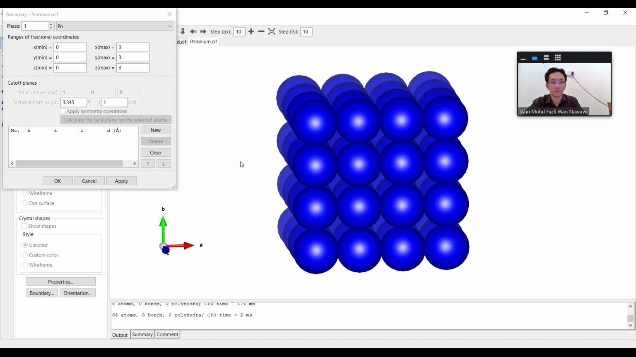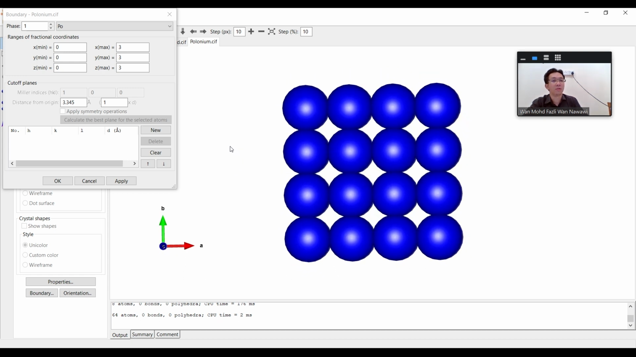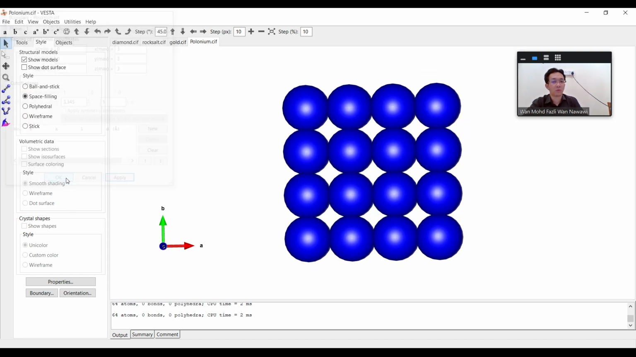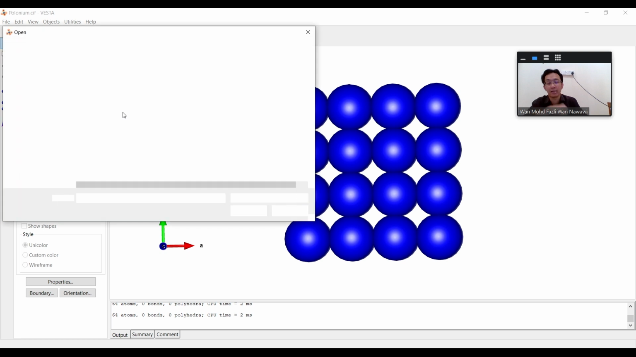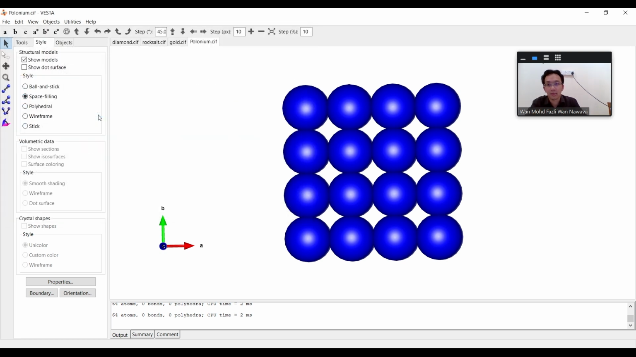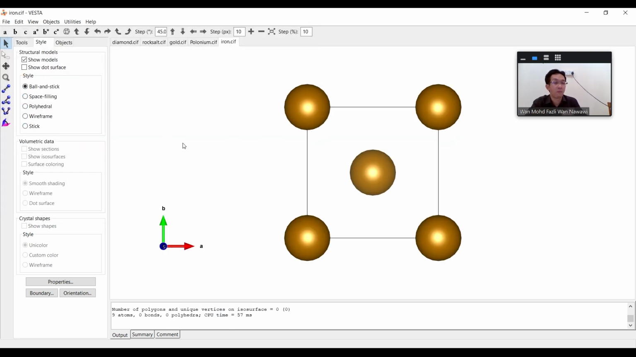You can see, if you see from the front, they are whole, meaning that it's not close pack. So this polonium is simple cubic. If I open the body-centered one, iron is body center cubic. Iron is an example of body center cubic.